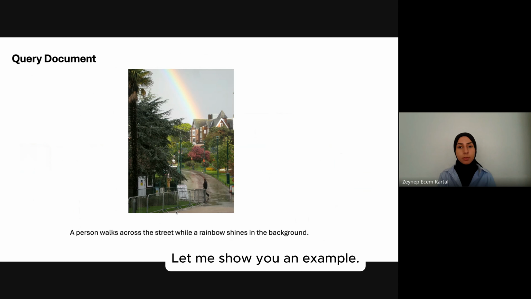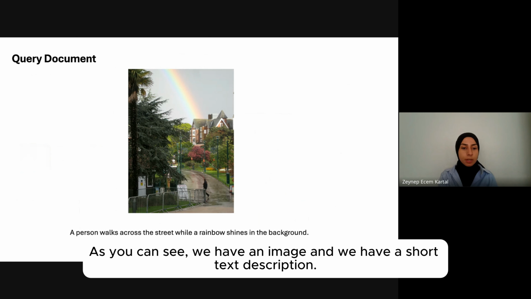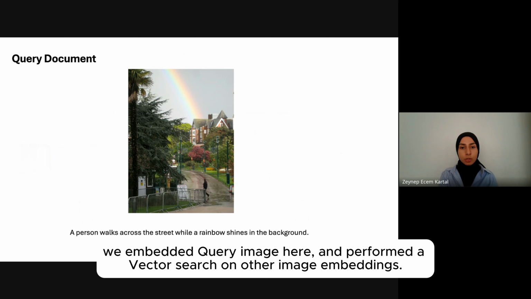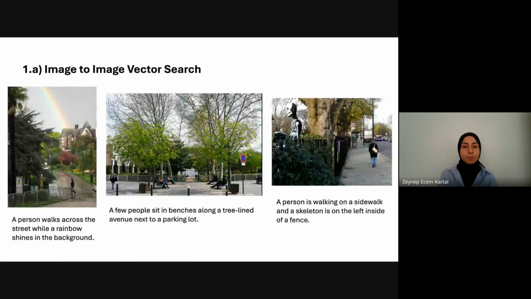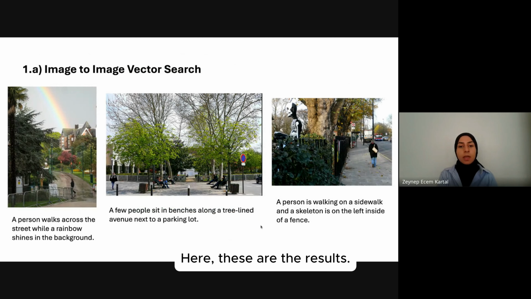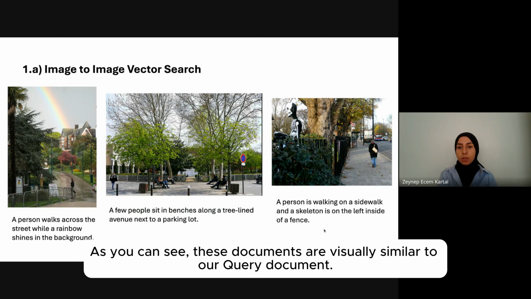Let me show you an example. This is our query document. As you can see, we have an image and we have a short text description. We embedded the query image here and performed a vector search on other image embeddings. Here, these are the results. As you can see, these documents are visually similar to our query document.